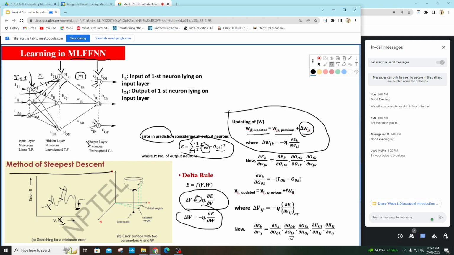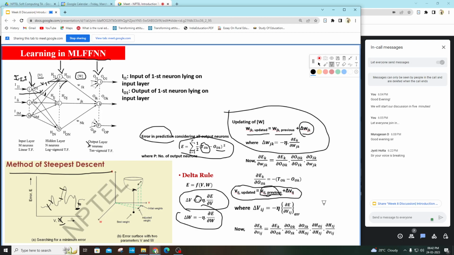Similarly you can do it for V also. Vij updated equals Vij previous plus delta Vij. This means you have a previous weight, and when you add delta V, you get an updated weight. So that is how we update the weights. Now up to this I think it is simple. Is this clear to all?